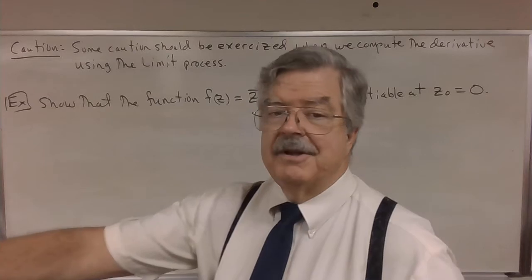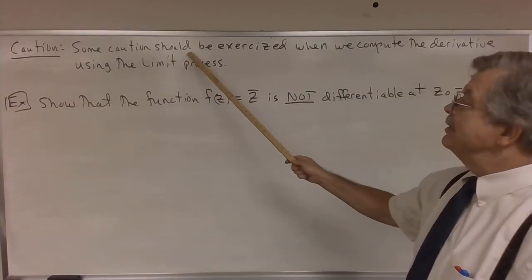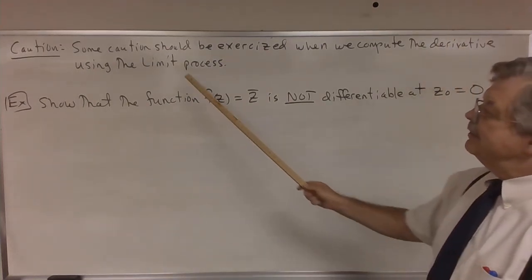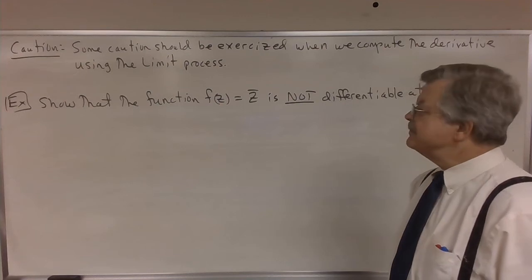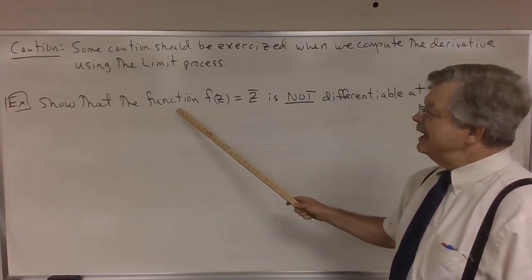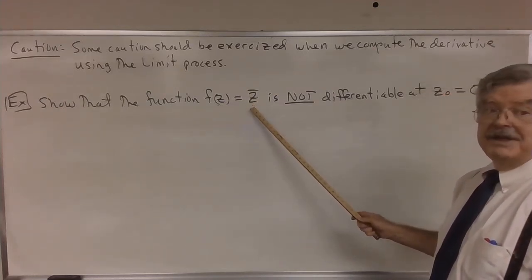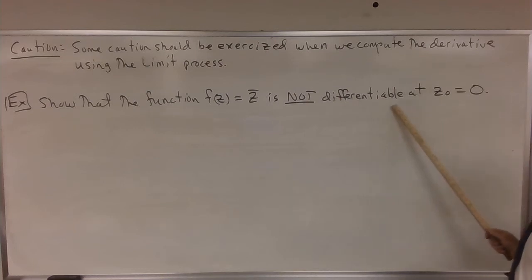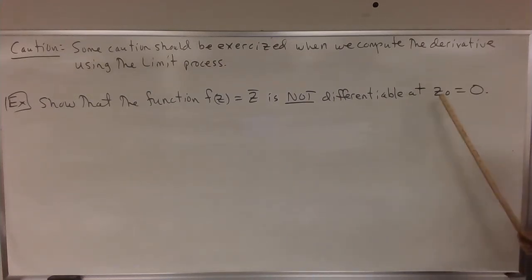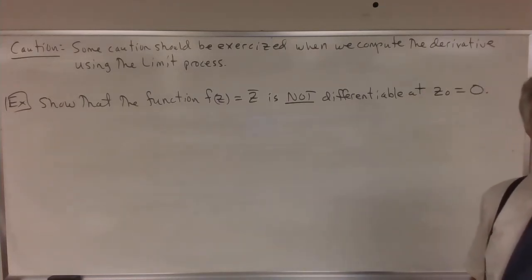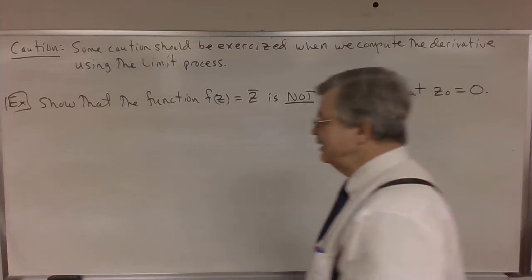Okay, a word of caution here. Some caution should be exercised when we compute the derivative using the limit process. And we'll have an example here. Show that the function f of z equals z conjugate is not differentiable at the point z naught equals the origin. So at the point z naught equals the origin, apparently this derivative does not exist. Let's see how we're going to do this.